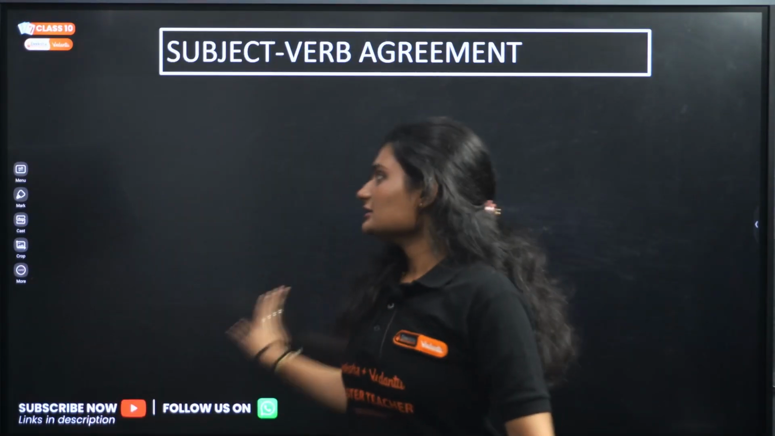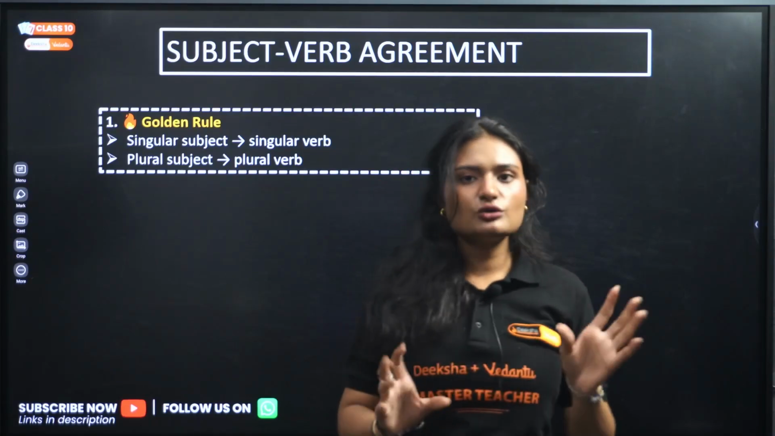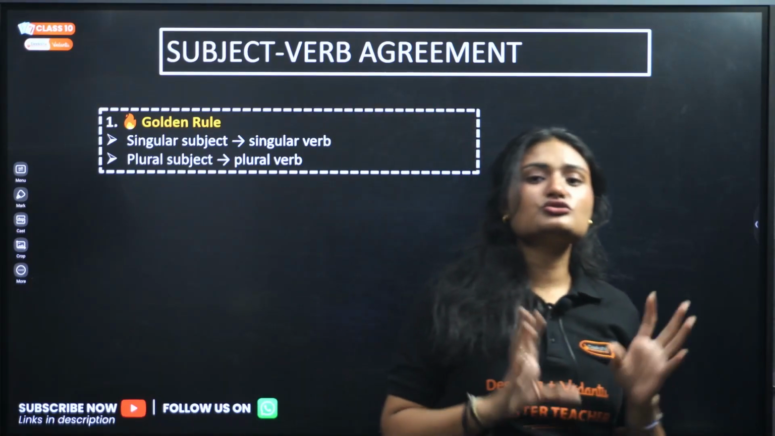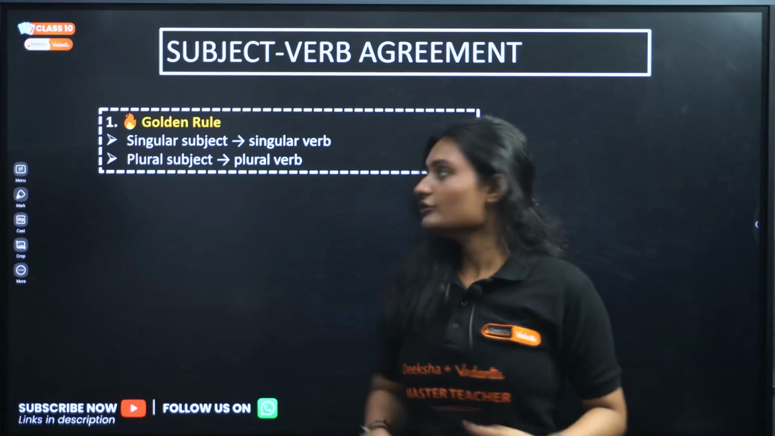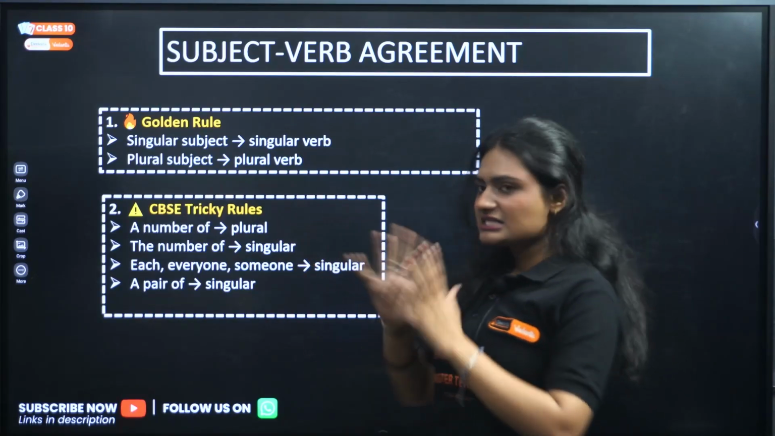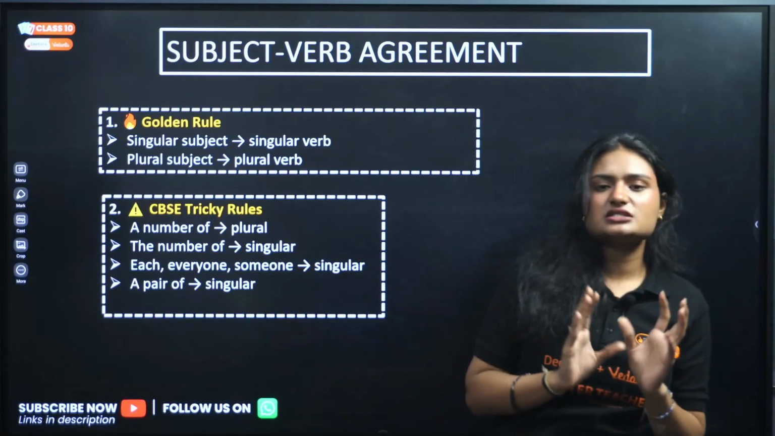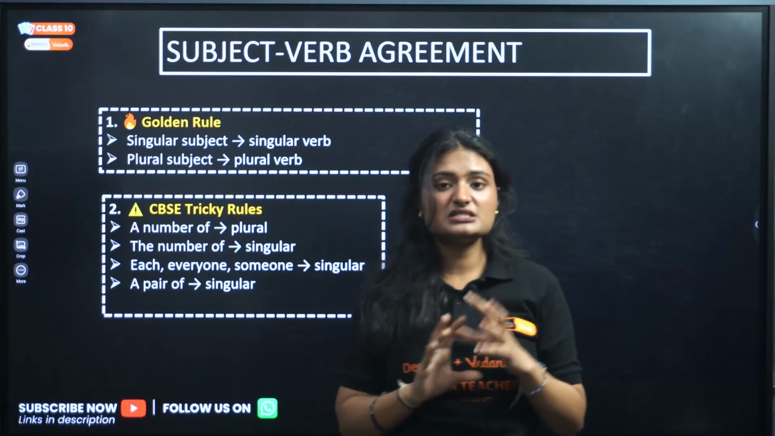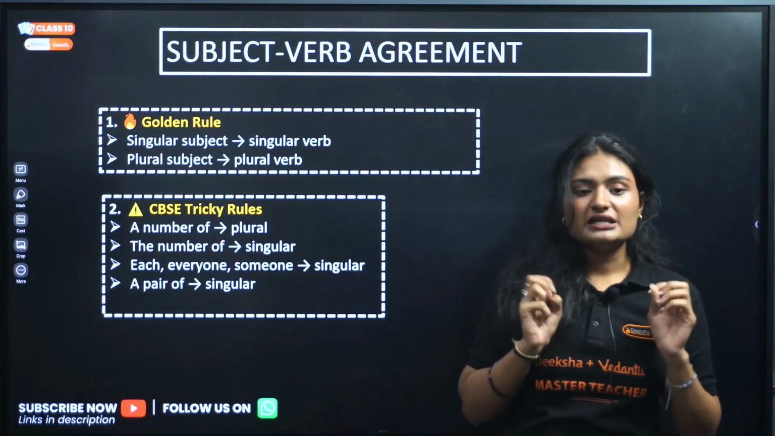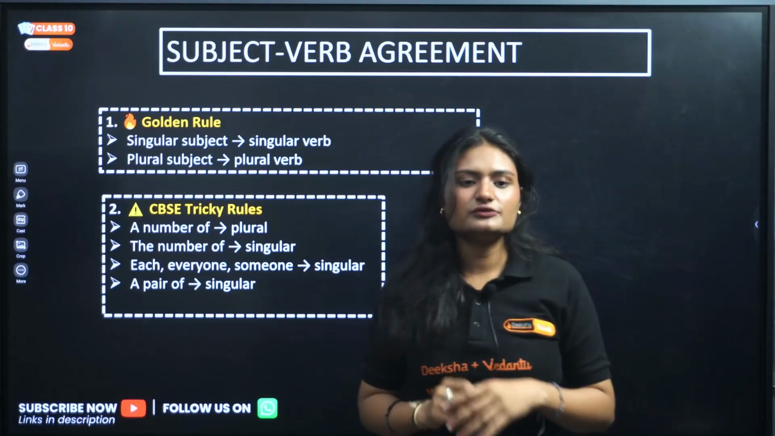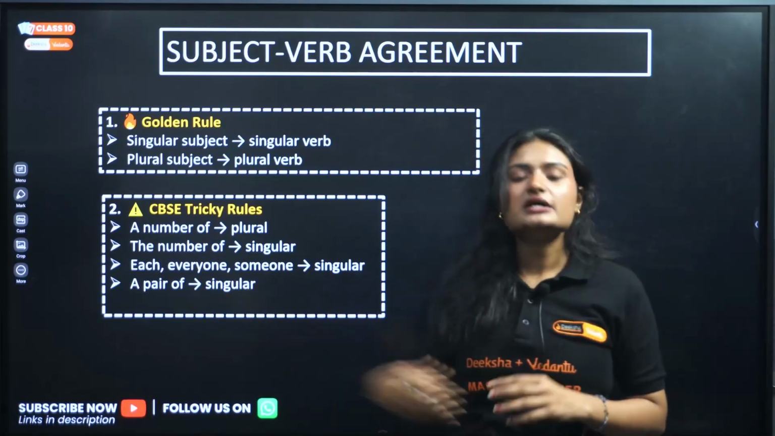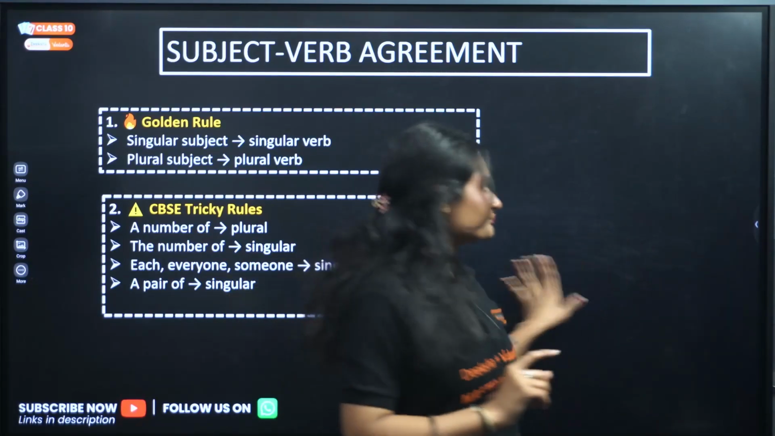Subject verb agreement. Again, in subject verb agreement, there's a golden rule. If you have a singular subject, you use a singular verb. If you have a plural subject, you use a plural verb. If there's something tricky, if the sentence itself gives a number of, then that means the subject is plural. The number of means the subject is singular. You will use a singular verb. Each, everyone, someone is singular. A pair of is also singular.